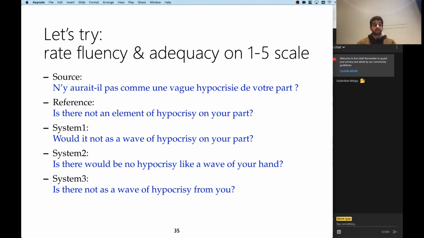Yeah, that's a good question. So the question is, instead of rating all of these system outputs independently on these scales of 1 to 5 and then comparing them, what if you showed a human the output of system 1 and the output of system 2 and asked which was more adequate, right? So people do this for many types of generation tasks.